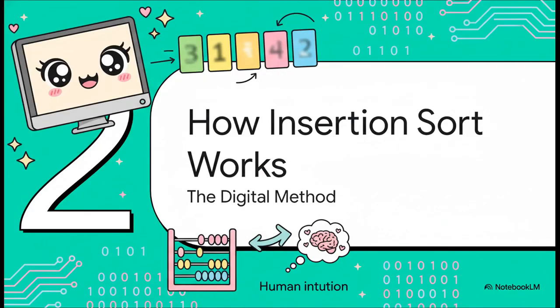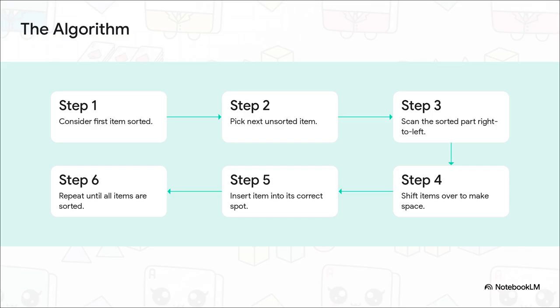But how does a computer do it? How does it take our human intuition and apply it to a list of numbers in an array? Let's translate our card game strategy into a set of rules a machine can follow. You know, the logic here is exactly the same as our card game. We pretend the very first item is our tiny, sorted list. Then, we grab the next item from the unsorted mess. We work our way backwards through the sorted part, shifting things over to make room until we find the perfect little spot to drop our new item in. And then, we just do it again, and again, and again, until everything is sorted.